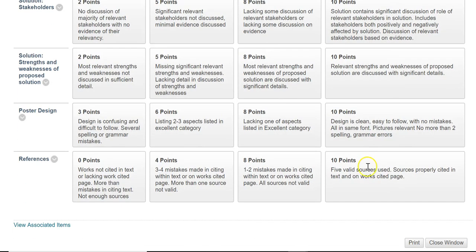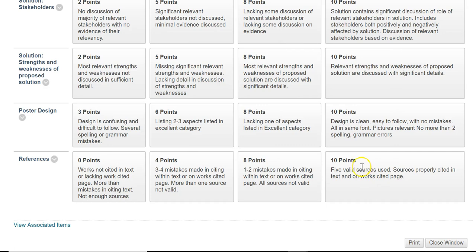And then your reference section. You have to have 5 valid sources that are used, and the sources need to be cited in the text. So if you make a comment or a statement within the text, then you need to reference that comment, and then you need to cite that at the end of the poster. So there should be a section on your poster that deals with references. There needs to be at least 5 that are valid sources. So they need to be good sources, good science sources, and that will be 10 points.